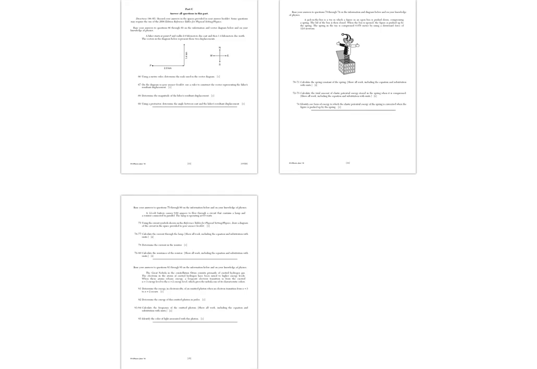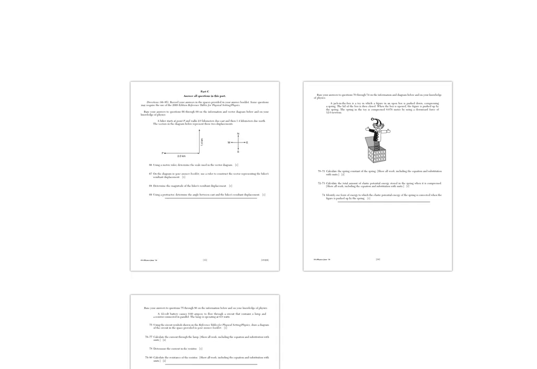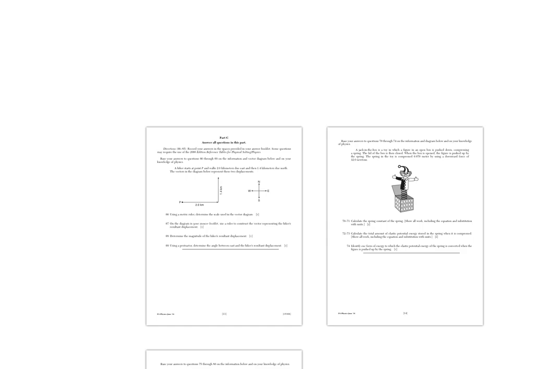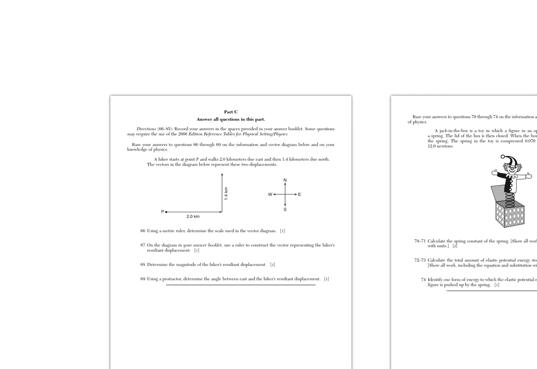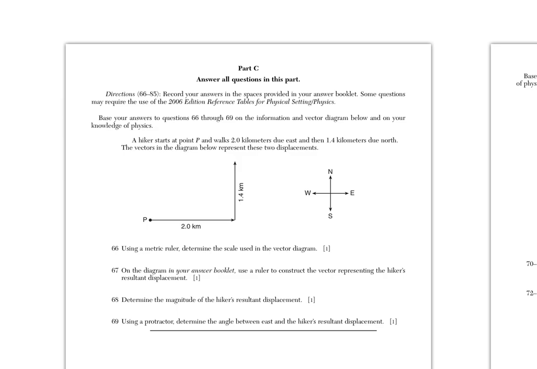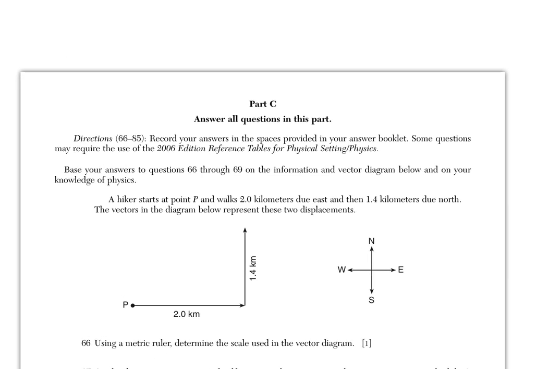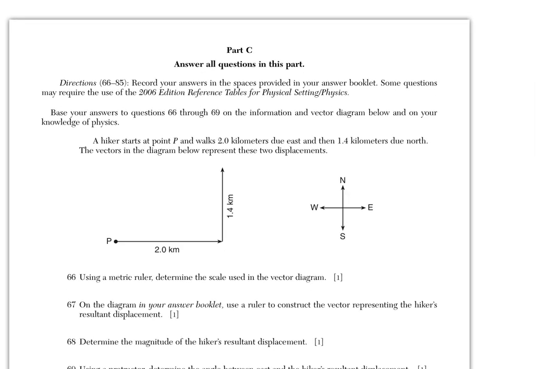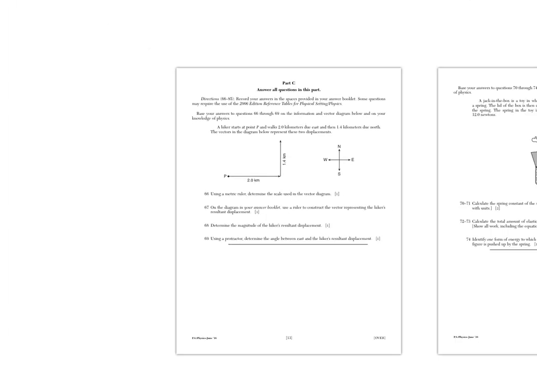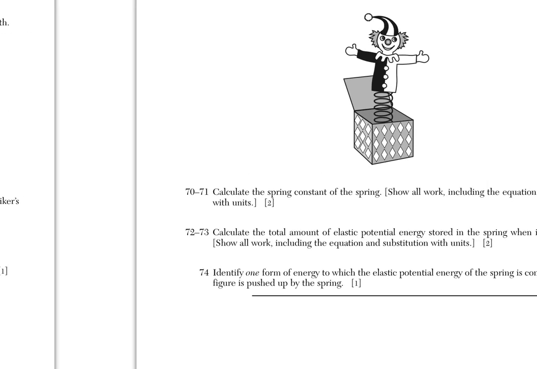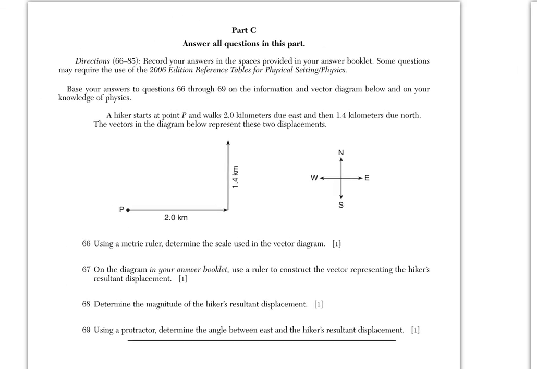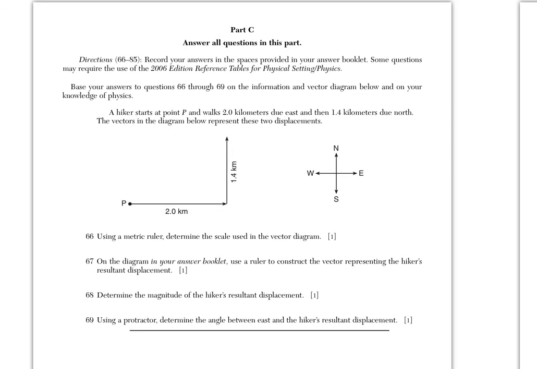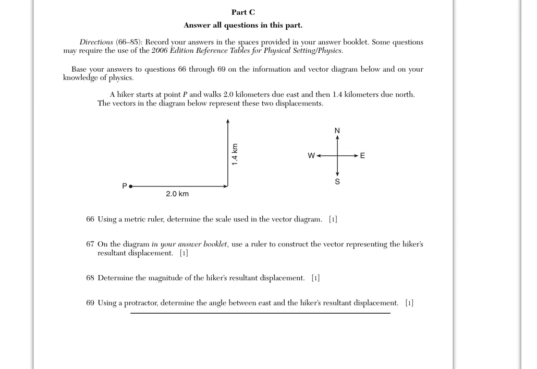Okay, and so here we have Part C, which assesses Standard 4 as a written response, free response, however you want to call it. So 66 to 85, again, the 2-point questions have two question numbers, like 70 and 71. And so we have a vector question to begin with. It says 66 through 69, based on the information and vector diagram below and on your knowledge of physics.